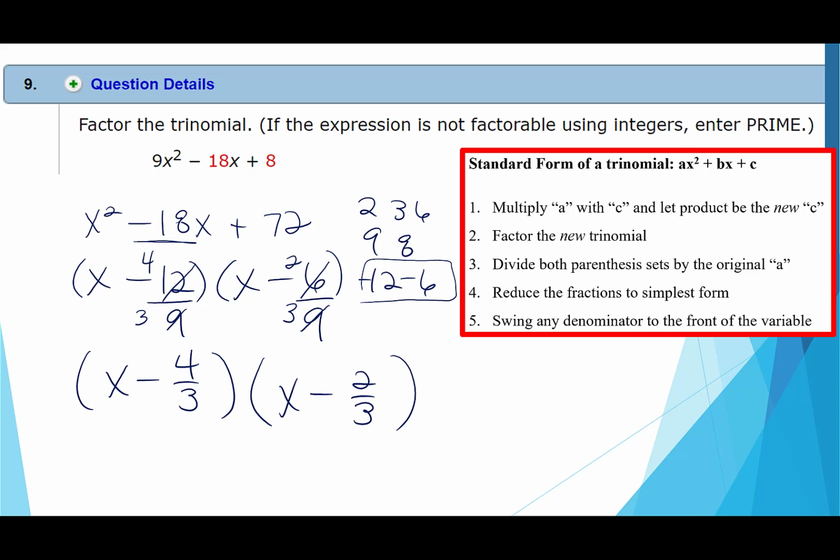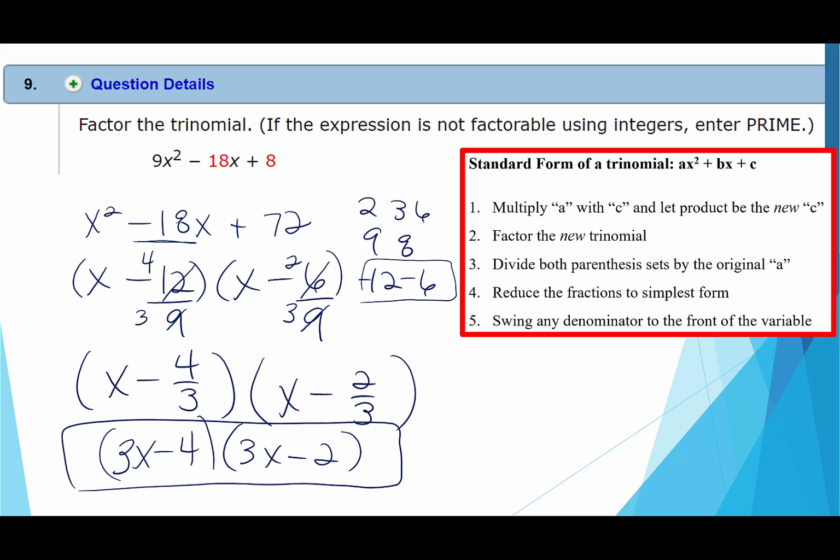So both of these fractions are in simplest form. I don't want you to worry about this first one, 4 over 3. It's okay to leave it as an improper fraction. So for both of these, I want you to take the denominator of 3 and make it the coefficient of the x variable, and this will be 3x minus 4 and 3x minus 2. Again, you can type those into WebAssign in any order, but that's your final answer.